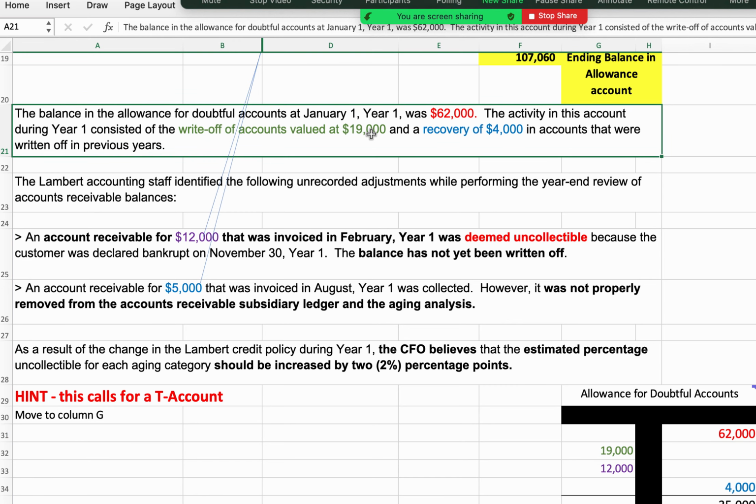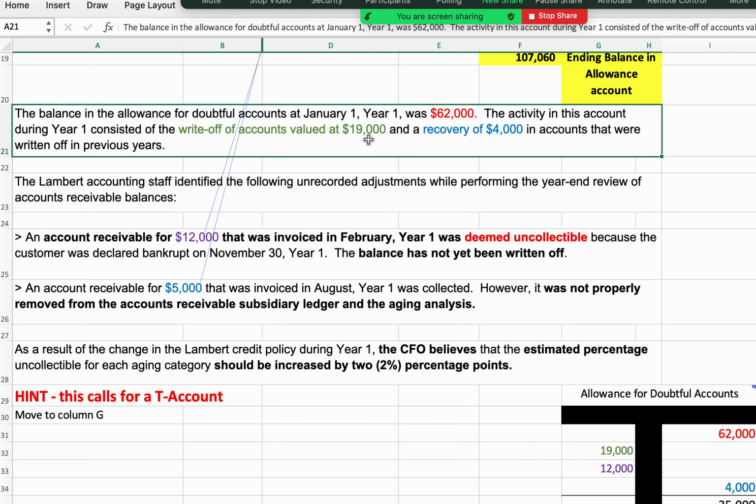So remember, with the allowance for doubtful accounts, we don't know which customers are going to default at this point. We're just making an allowance for it because we know historically some of them will default, but we don't really know who. So right now we have $62,000 in there. $19,000 has been written off. We can't write off an account until we know which account is going to default, right? We know that they either died or they went to prison or they declared bankruptcy or they're missing, something like that. Once we know that we're not going to get paid, we can write that account off. When we write it off, we know who it is, and therefore it should no longer be accounted for as potentially uncollectible.